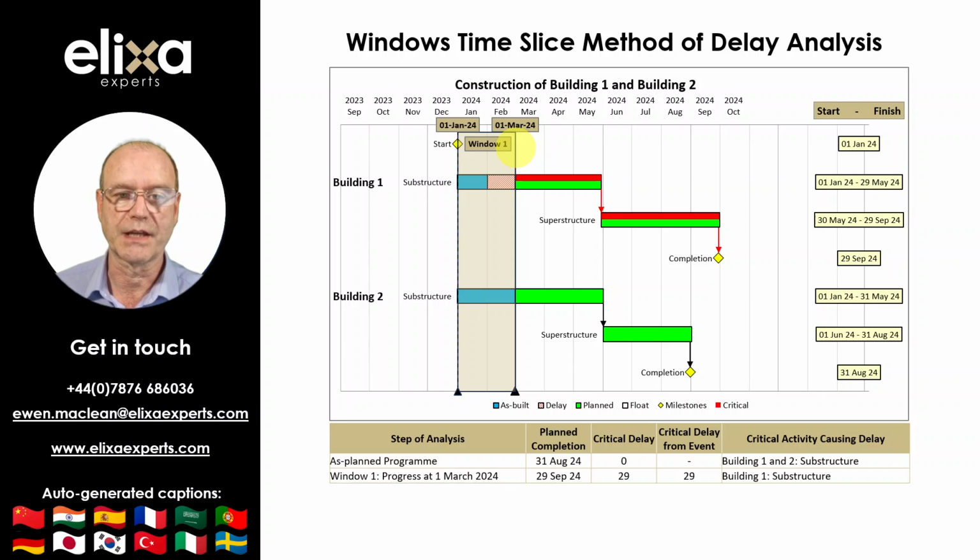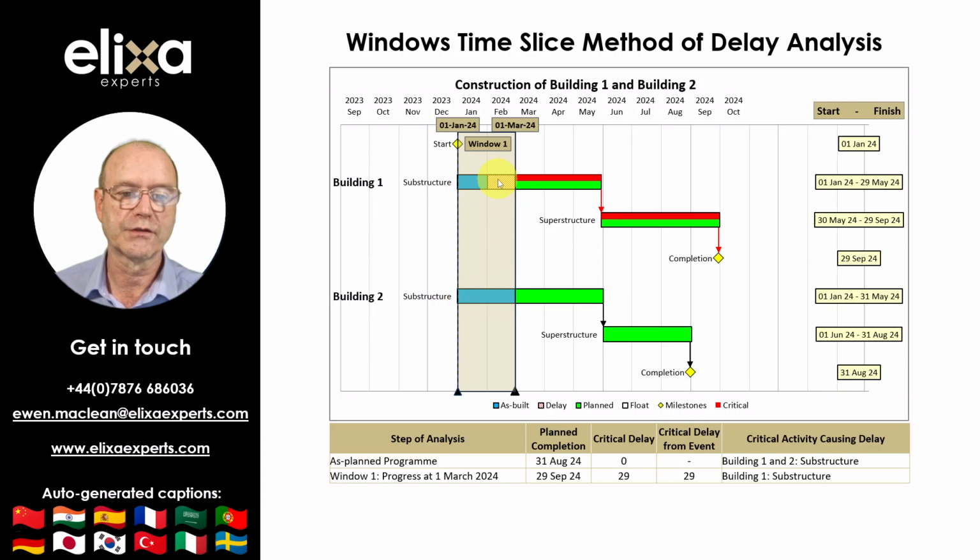When progress is added to the program at the 1st of March, we can see that the contractor had progressed the substructure of Building 1, shown in blue here. But we can also see that there had been a 1 month or 29-day delay before the substructure of Building 1 could be completed. Building 2's substructure progressed as planned.